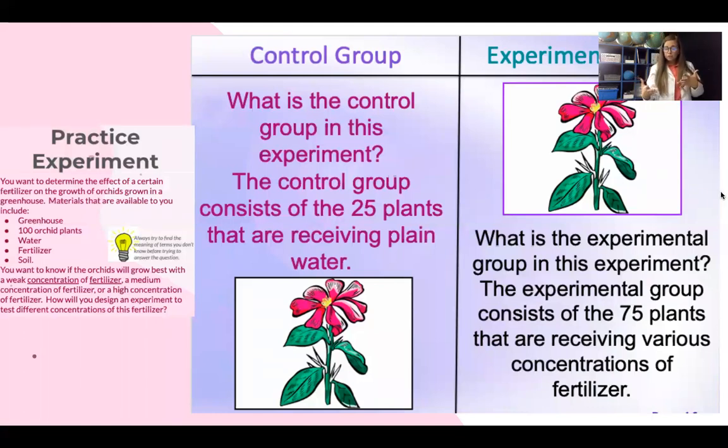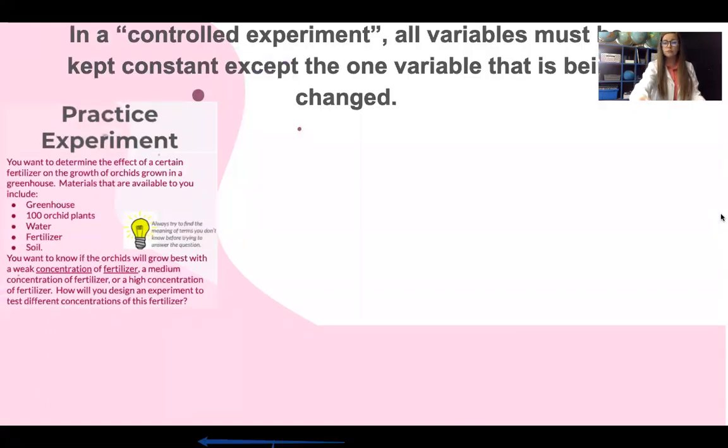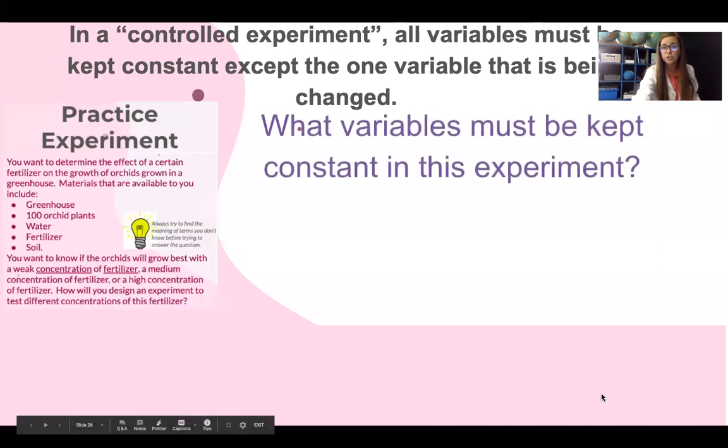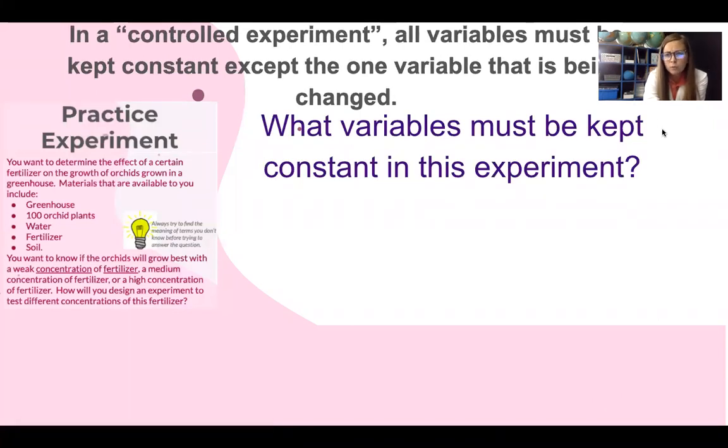And the experimental group, of course, is important because we've got to have something to test the changes that are proposed. So in a controlled experiment, all the variables must be kept constant except the variable that is being changed. So if we're talking about growing plants, what would you assume would stay the same for all the plants? If you want to grow a healthy plant, what are some things that you know plants need?